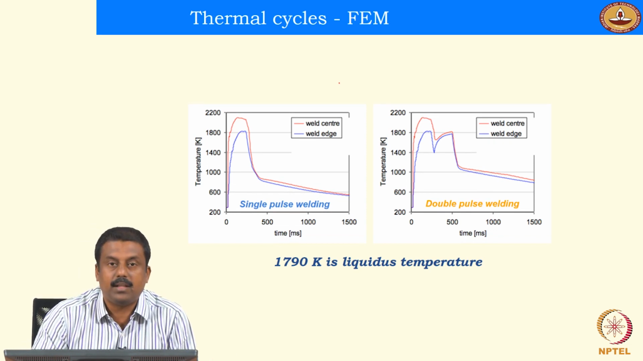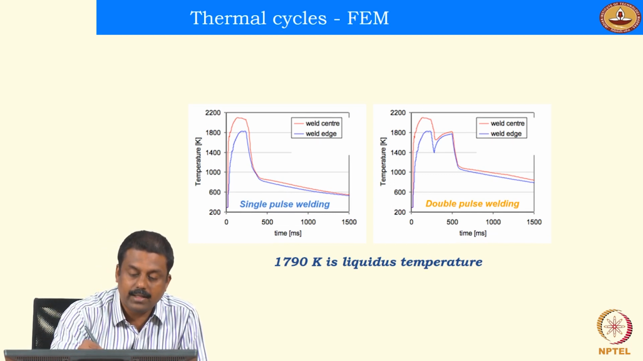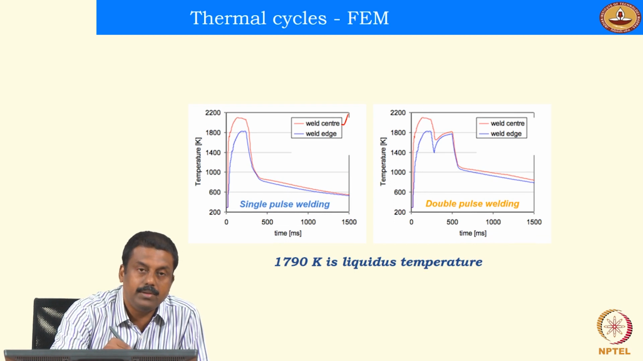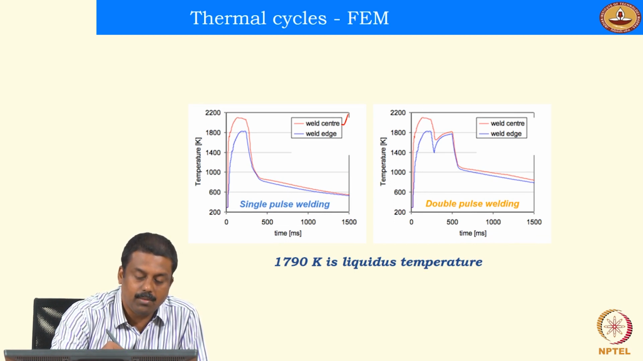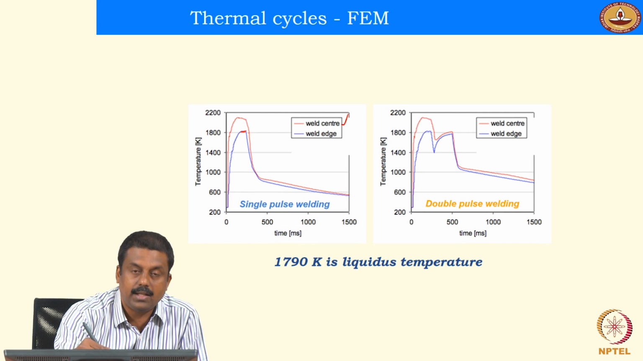So these are all calculated thermal cycles using FEM simulations. So if you have a single pulsing, at the weld center the temperature reaches much above the liquidus temperature, and subsequently you cool to room temperature. And at weld center and weld edge, based on the peak temperatures, you may end up having either melting or heat affected zone. Right, at the weld edge, the peak temperature reached during welding is below the melting point, whereas at the weld center the peak temperature reached is much above the melting point. So you will end up having the molten regions between the weld center and the weld edge.